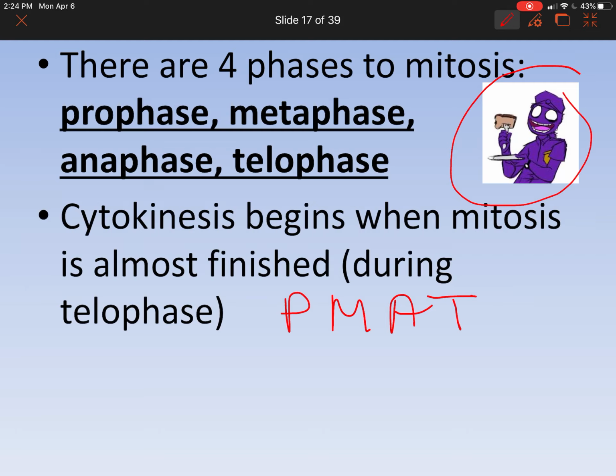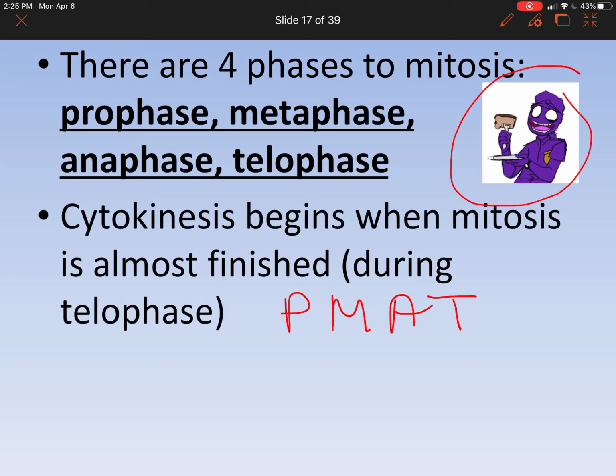And what that is, it's a mnemonic device so that you can remember in order the different phases of mitosis. And actually, I remember learning this in my high school biology classes, and it has stuck with me. 25 years later, I still remember it from high school. So purple monster ate toast. So at this point, I wanted you to sketch a diagram of a purple monster eating toast, so you can do that.